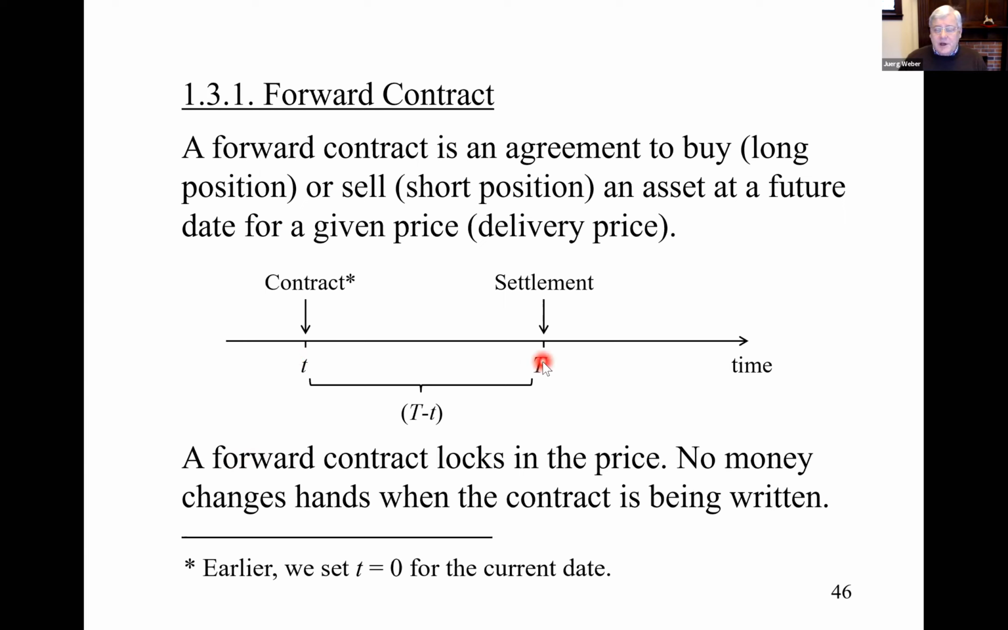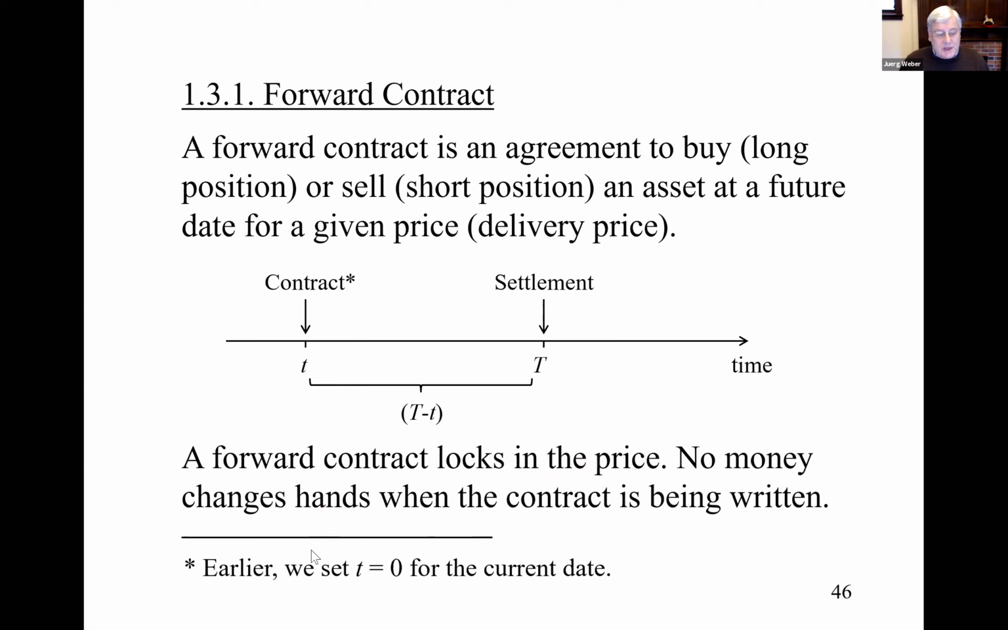Naturally, you don't know what the price will be in the market at this future date. So here there is risk involved. So you obviously can use it for speculation. So you lock in the price. So at time small t, when the contract is being written, no money changes hands.